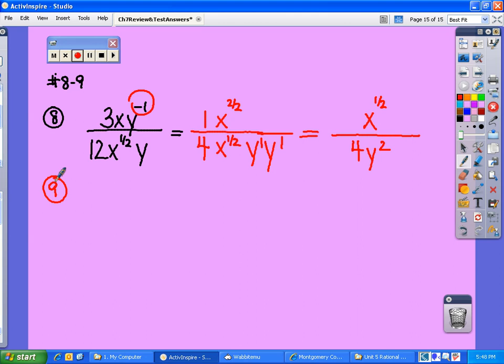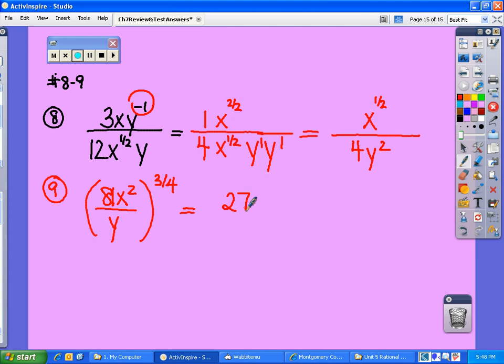Looking at number 9, we have 81 x squared over y, all to the 3/4. There's nothing to simplify inside the parentheses. So the only choice we have is to raise everything in the parentheses to the 3/4 power. The fourth root of 81 is 3, and 3 to the third is 27.